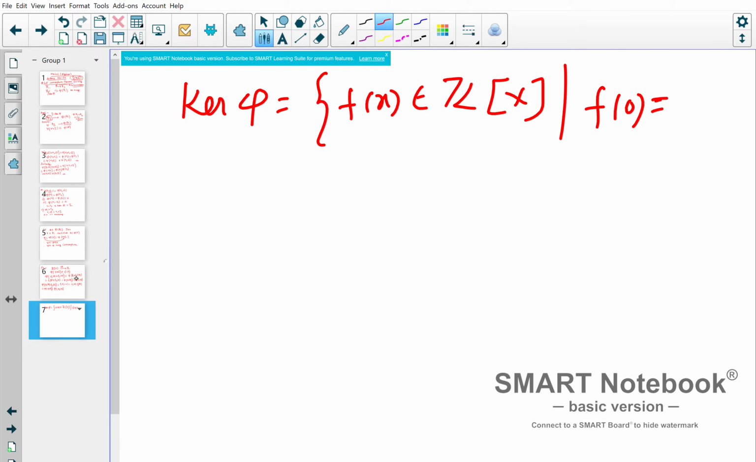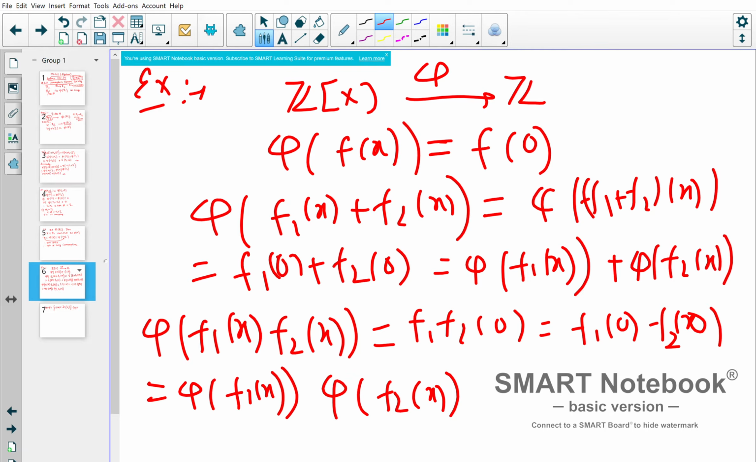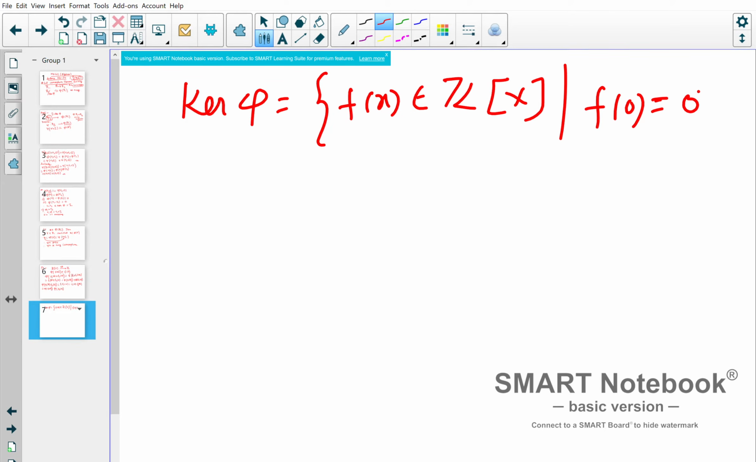Because 0 is the 0 element here inside the ring, so this is 0. Now what does that mean? That means that if f(x) equals 0, what does that mean? That means the polynomial is divisible by x. The polynomial starts with the x term at minimum. It can be x squared or other things also.